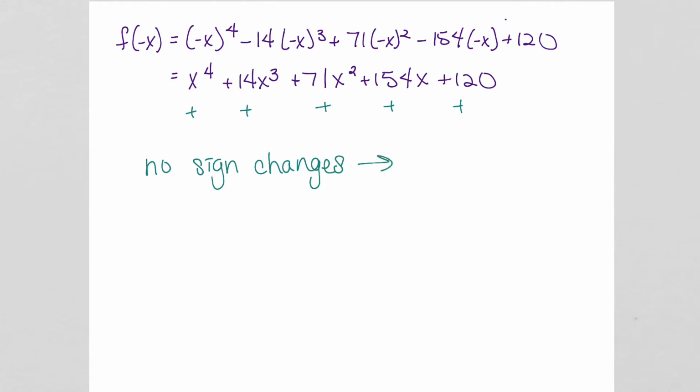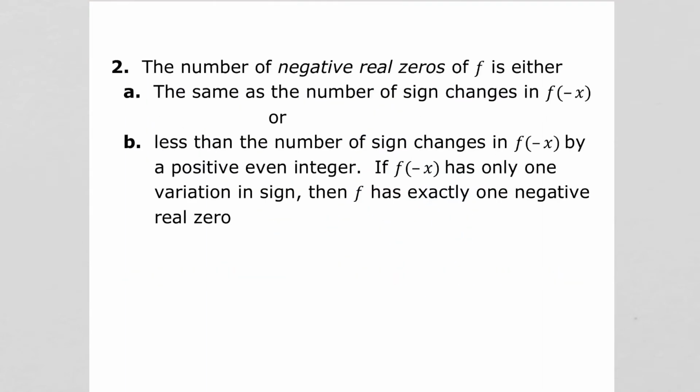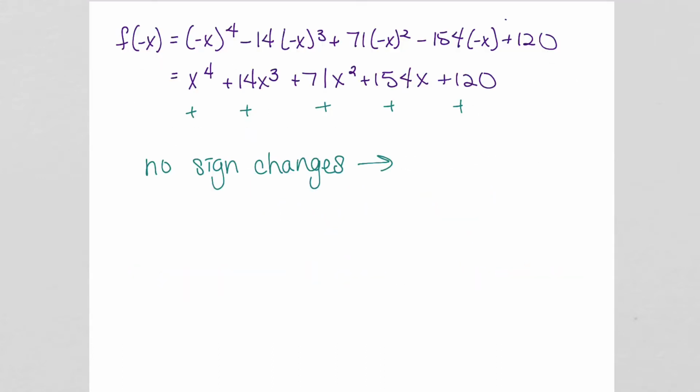That means, what did it say? If f of x has only one variation in sign, then there is one negative real zero. But if it has no variation in sign, then there are no negative real zeros.